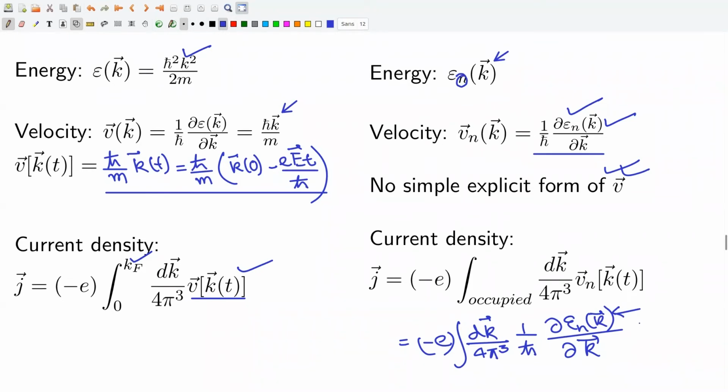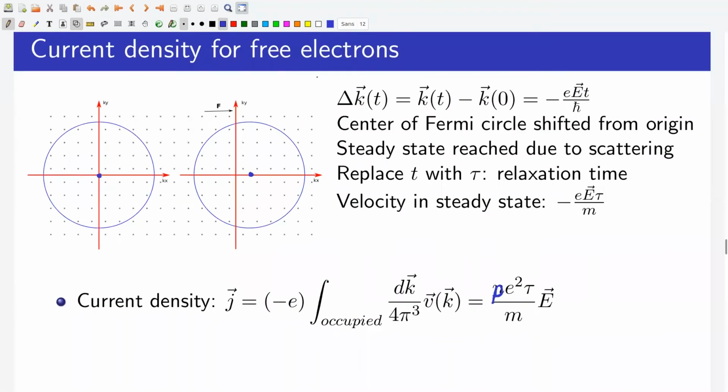In this case, the Fermi surface need not be spherical. Thus, we have to carry out the integration of v over the occupied region in reciprocal space. The occupied region need not be spherical. It can have some very complicated shape. Let us first try to get the current density of free electrons.